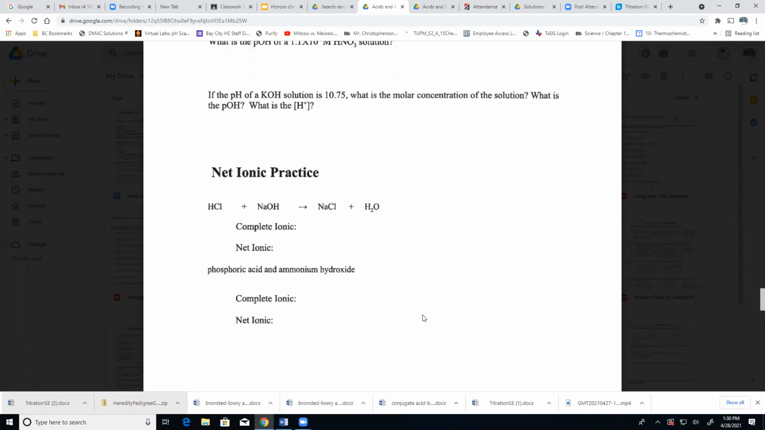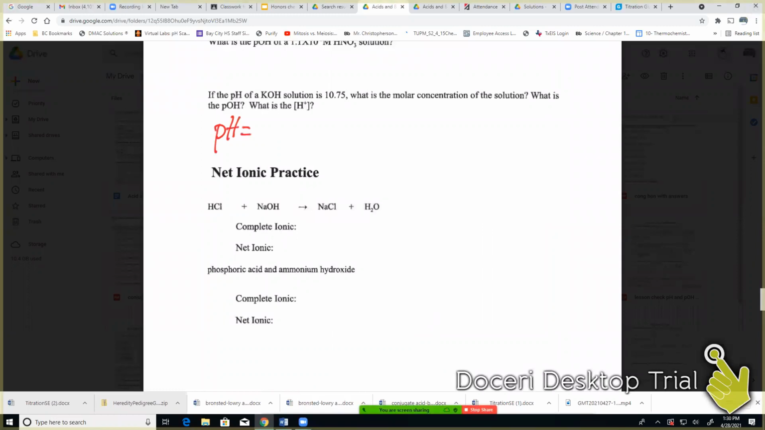So we have our pH is equal to 10.75. And then our pOH would be 14 minus that. So what did that give us? 3.25. So I need my two concentrations. We haven't used those formulas yet. But remember, H plus goes with pH. So that formula was 10, and then I raised it up to my negative pH. So that would be negative 10.75.